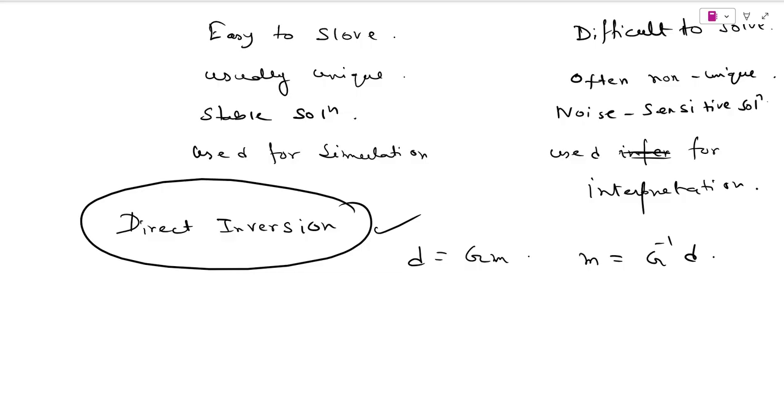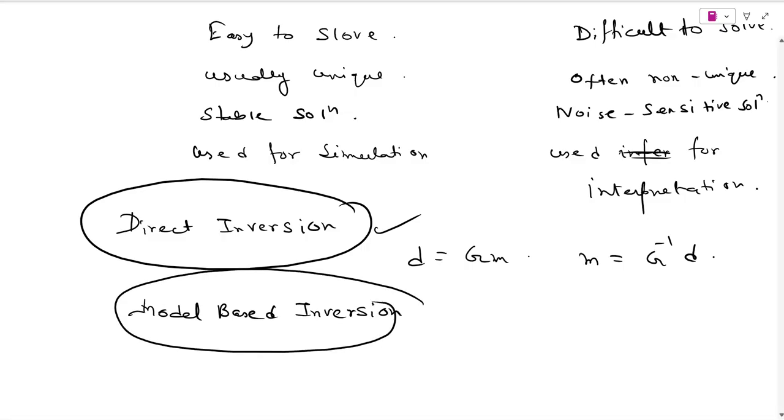Okay. Now comes the most commonly used technique in modern geophysics, that is model-based inversion. Okay. So we start with an initial Earth model, then calculate the predicted data, compare it with the observed data, and if they do not match, modify the model, repeat the process again, and this continues until the predicted data is approximately the observed data.